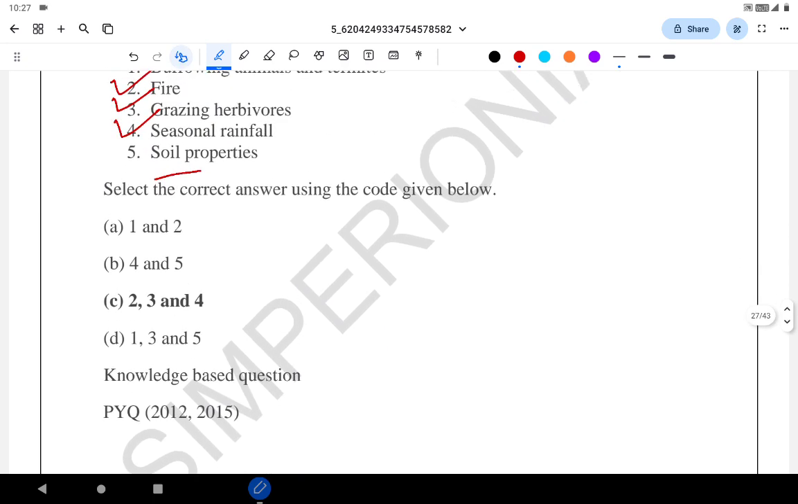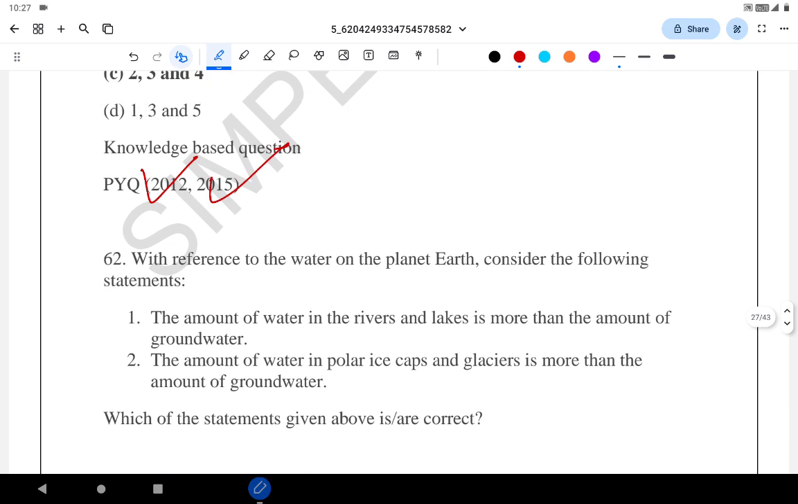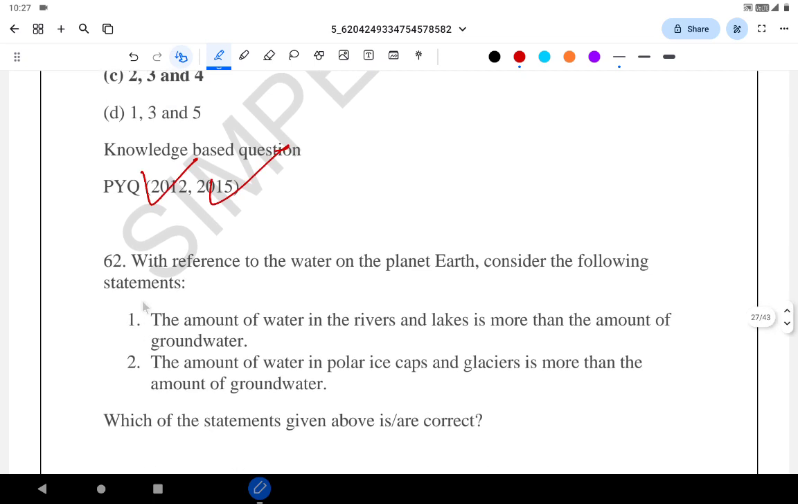The question related to savannas was asked in 2012 and 2015 as well. With reference to the water on the planet Earth, consider the following statements. The amount of water in the rivers and lakes is more than the amount of groundwater. That is reverse. The amount of water in the groundwater is more than in the rivers and lakes. Statement 1 is wrong. The amount of water in the polar ice caps and glaciers is more than the amount of groundwater. Statement 2 has to be correct.